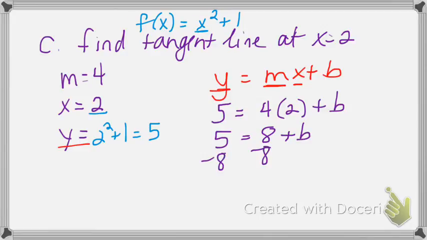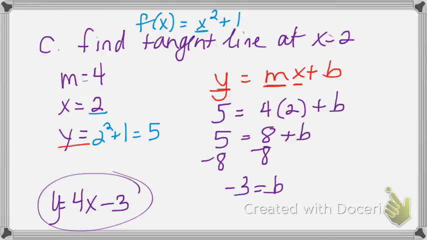Subtract 8. So the equation of my tangent line would be y equals 4x minus 3. So on these problems that we're going to be looking at, you're going to be figuring out what the slope of the secant line is, what the slope of the tangent line is, and what the equation of the tangent line is. That's pretty much what you're going to be doing.